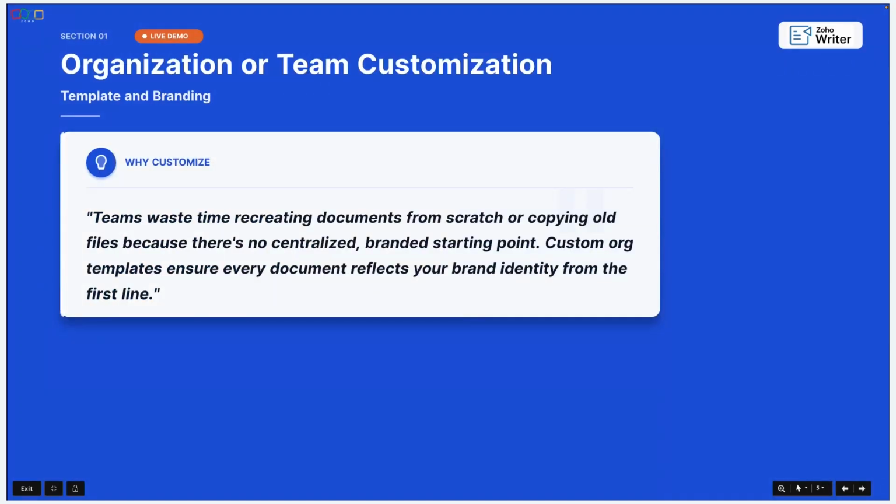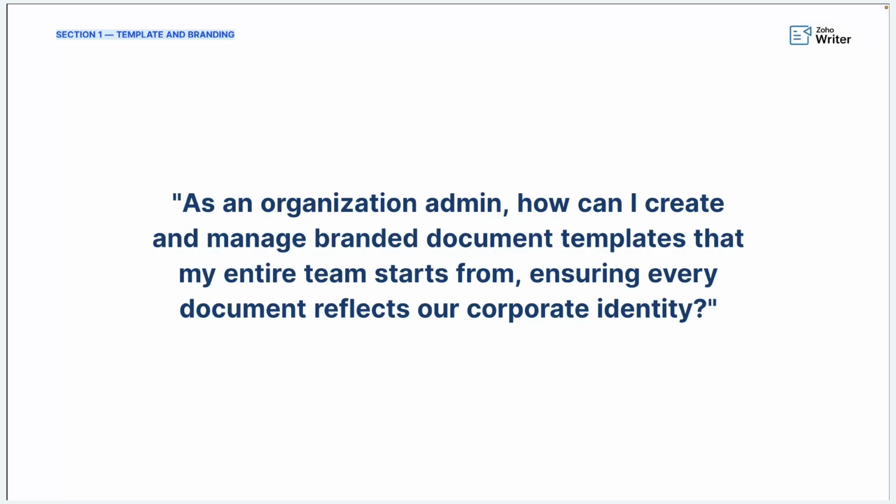Organization or team customization. So this is the first area that we are covering, and we'll start with templates and branding. So teams waste time recreating documents from scratch or copying old files because there is no centralized branded starting point. Custom org templates ensure every document reflects your brand identity from the very first line. That time loss really adds up, especially across large teams. So, as an organization admin, how can I create and manage branded document templates that my entire team starts from, ensuring every document reflects our corporate identity?